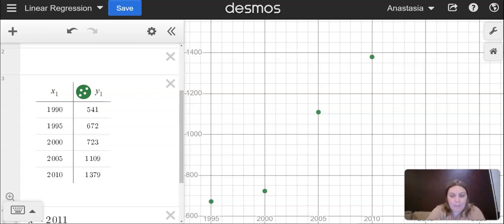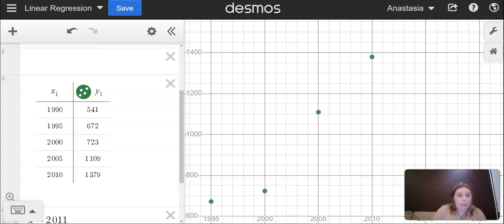Hello everyone, I would like to show you how to do linear, quadratic, and cubic regressions, or models as they call them in Unit 4, in this video. So the first thing you need to do when you have a data set is put it into Desmos and make a scatter plot.